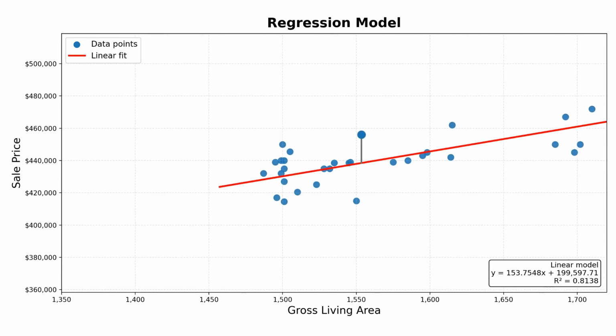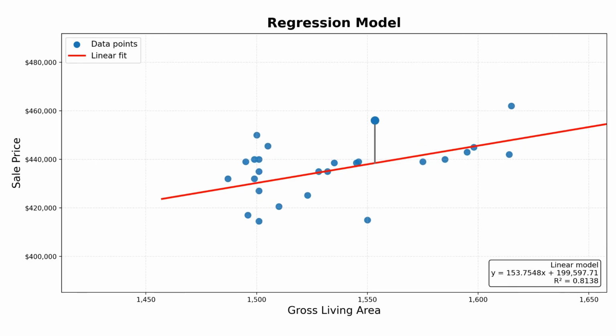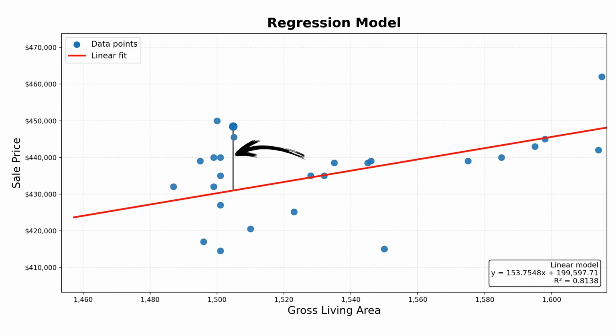Now let's zoom in on a single sale. The vertical distance between the sale and the trend line is the residual. It represents the portion of the price that is not explained by the gross living area. The trend line gives us the expected price based on size. The residual shows us how far reality deviates from that expectation.